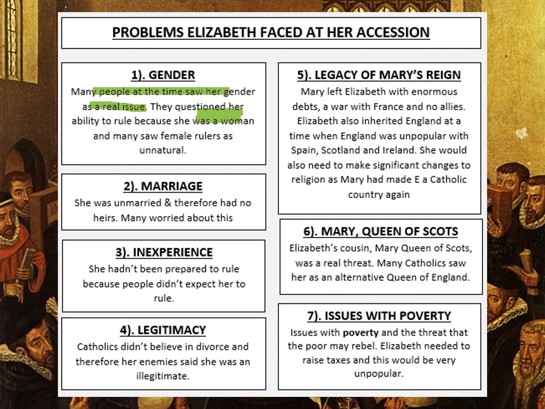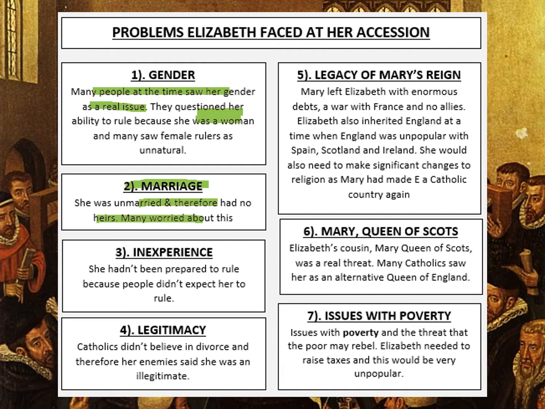Her next key problem that she faced was about marriage. She was unmarried and therefore had no heirs. Many people were worried about this and what would happen to England. But obviously, if she did get married, that would limit her power because her husband would be expected to rule in her place. So it was very difficult for Elizabeth to balance those issues.